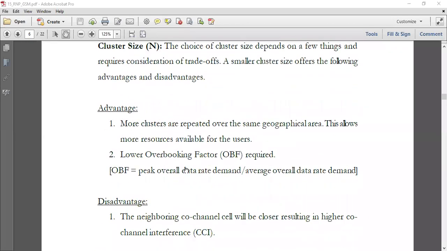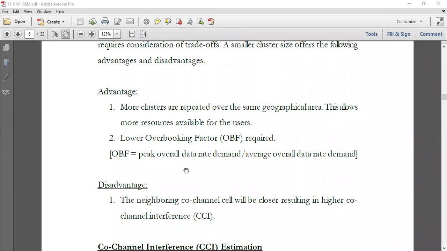Sir, can you repeat this part again, the OBF part? So OBF is like, in the case of the washroom example, there will be some average demand that you can calculate for the situation. It's up to you how you take the method for calculation, but say the average demand is 30, but the peak demand is 40, for those 500 people. So this OBF will be 40 by 30.